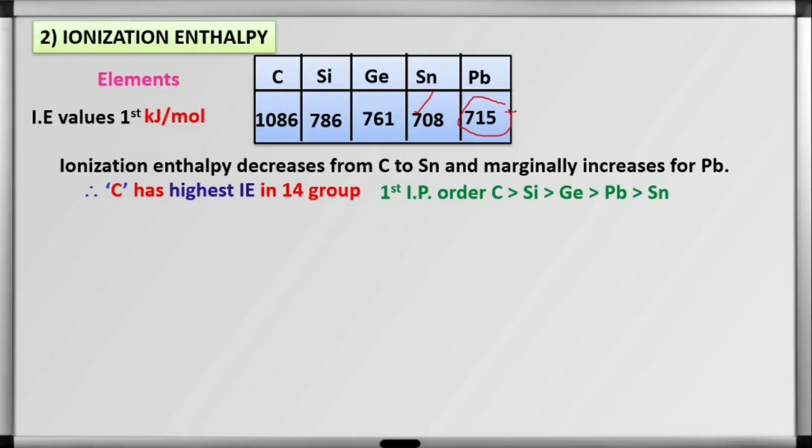It is because of the poor shielding effect. हे पुअर शेल्डिंग इफेक्ट म्हणून होतं. Already we discussed in the previous lecture. आपण प्रिव्हियस लेक्चर्समध्ये सुद्धा हे बघितलेलं आहे. Now see this order.